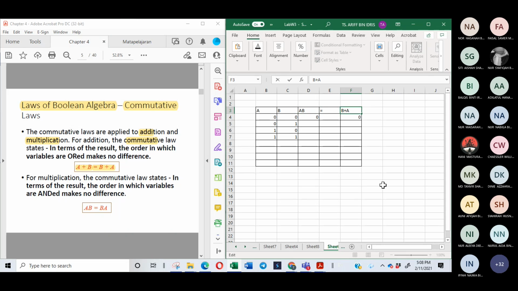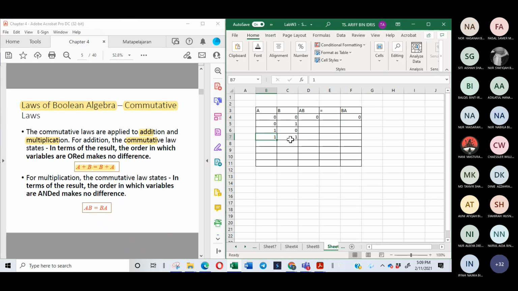Now we try to use A and B. A is 0, B is 0. What is A and B, class? Like multiply. What is the answer? 0. What about B and A? 0 and 0, the answer will also be the same.